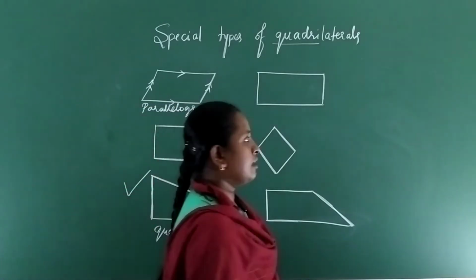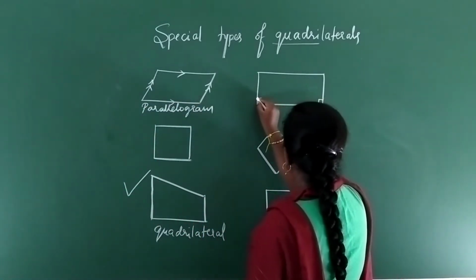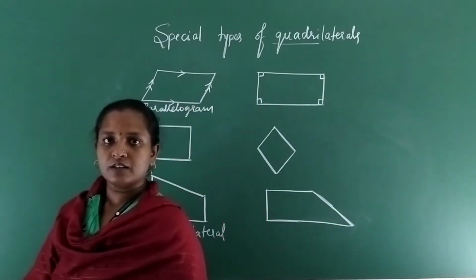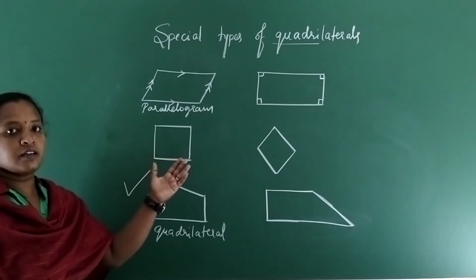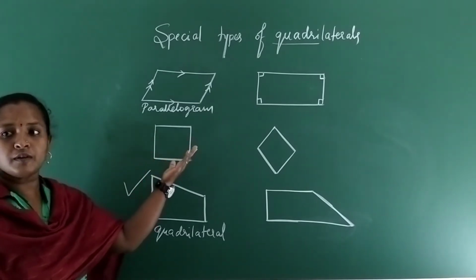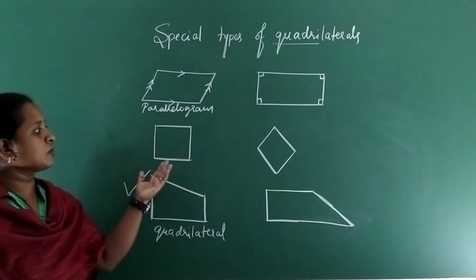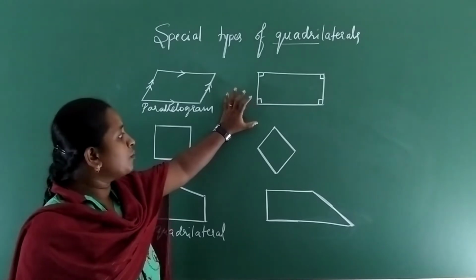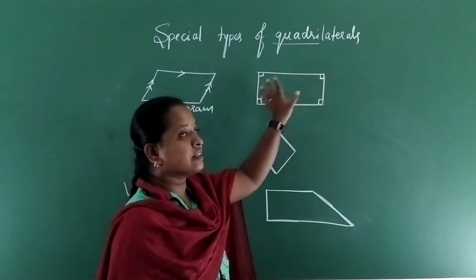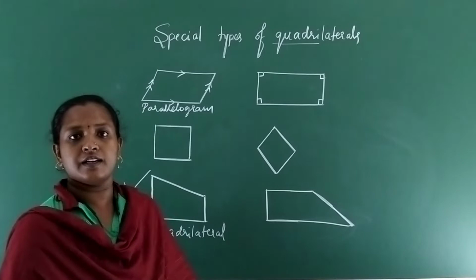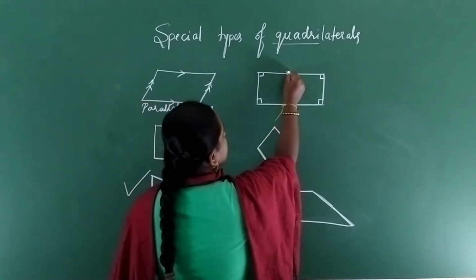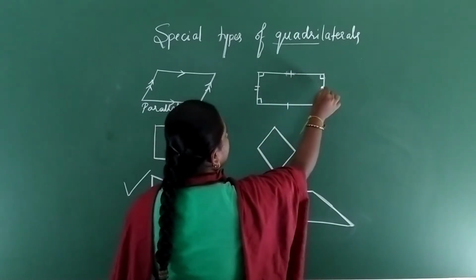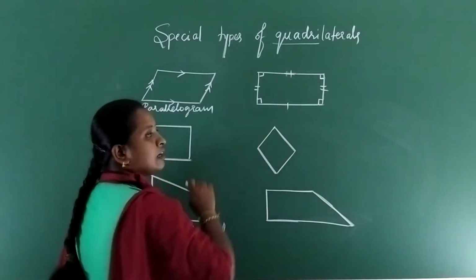Come to rectangle. Rectangle we know, correct, children? Rectangle is also a four-sided figure, right? You have learned from lower classes, rectangle, square and everything, right? See, in a rectangle, we see the angles here are exactly 90 degrees, correct? And here, opposite sides are equal. These opposite sides are equal.